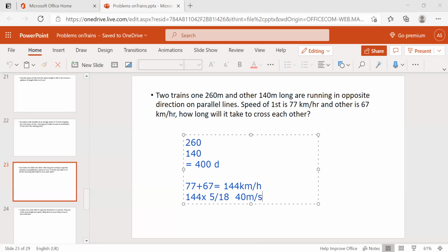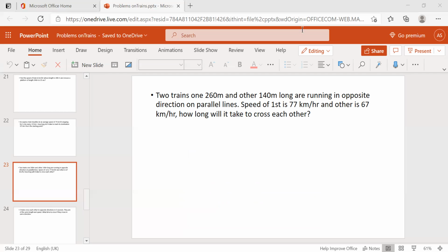So both trains are traveling with 40 meter per second. And we know the distance is 400 and speed is 40 meter per second. So 400 by 40 is 10 seconds. That is the time to cross two lengths of the train in opposite direction. Very simple thing. The relative speed concept is very important. Okay, clearing and moving to the next question.